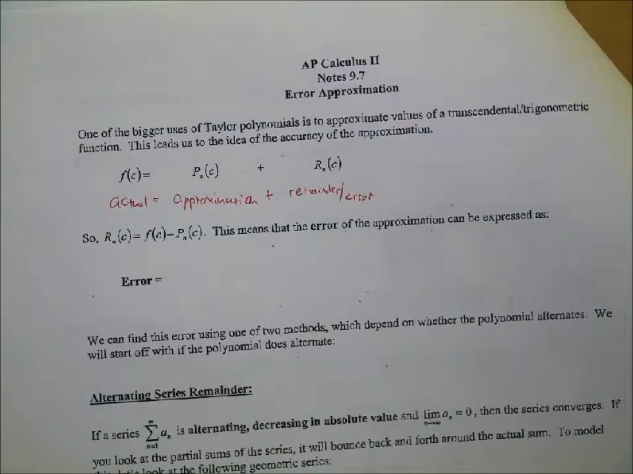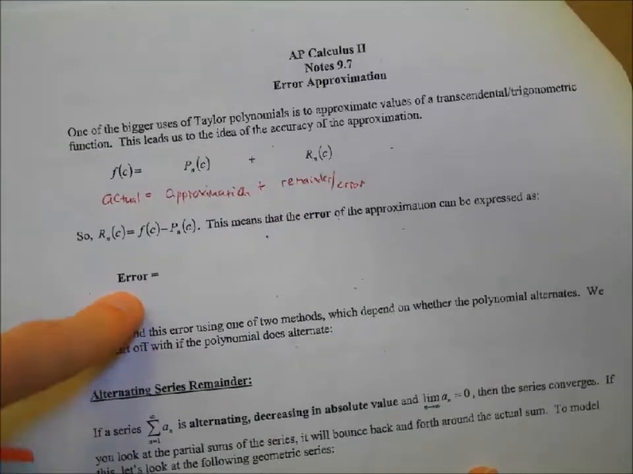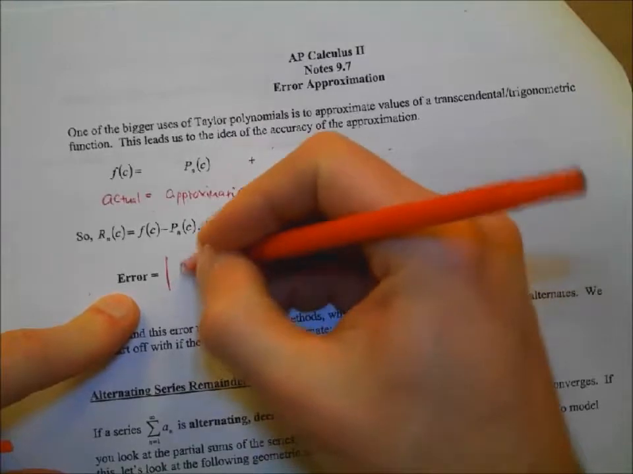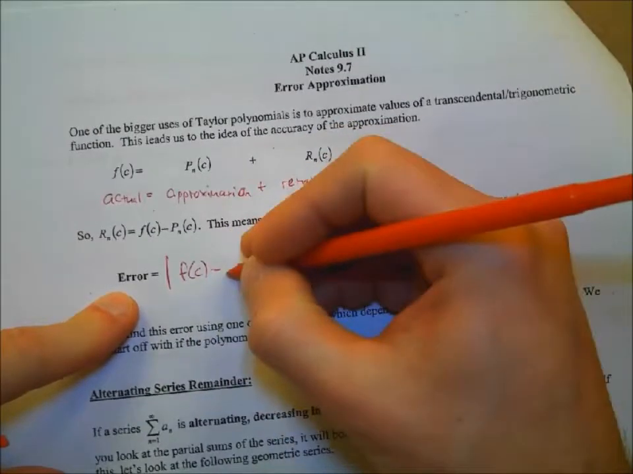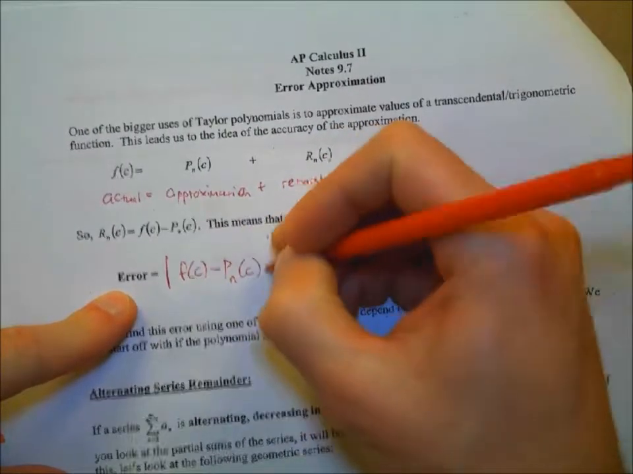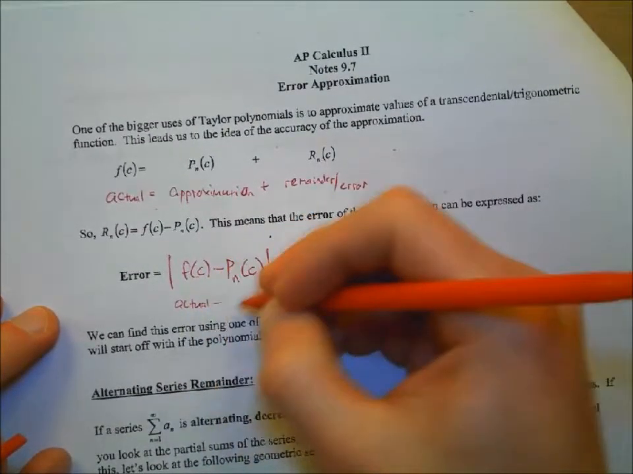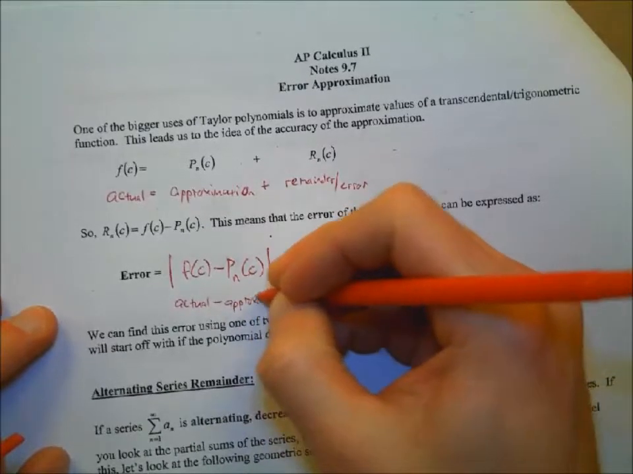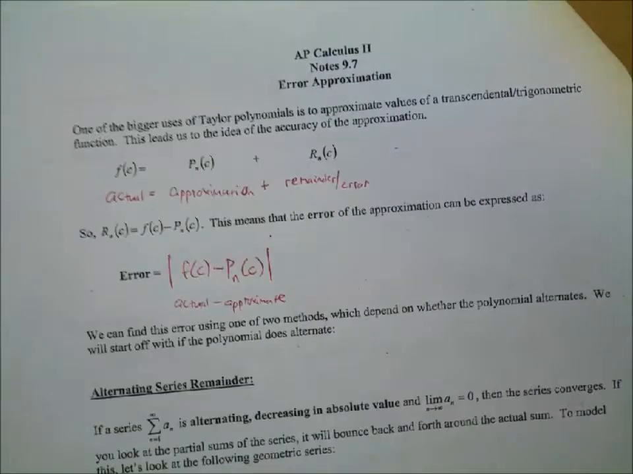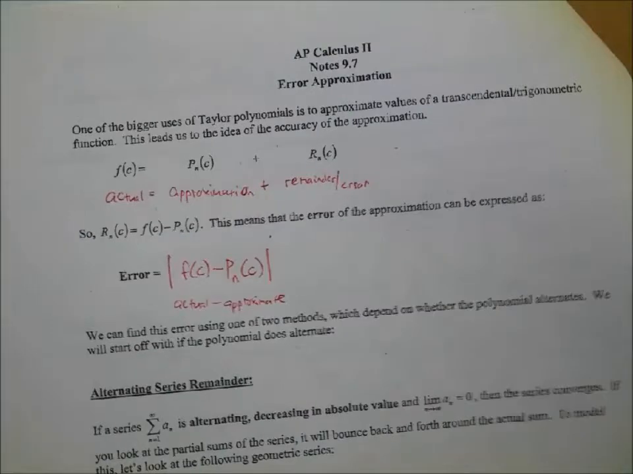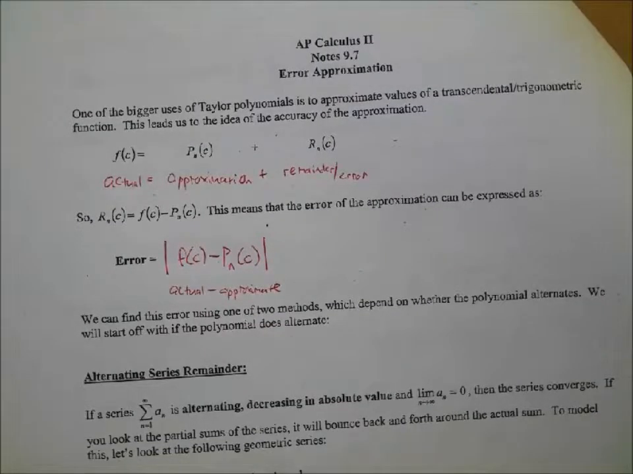So, in other words, this can be expressed as error is equal to the absolute value of f of c minus p sub n of c. Or in other words, the actual minus the approximate. And you see this idea show up in other disciplines, even in high school. In the sciences, you probably saw some sort of error calculation. I remember doing that in other classes.